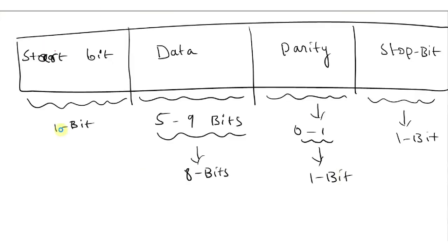Here how you are sending means, first is the start bit. You are sending the start bit. How many bits is this? This is one bit.